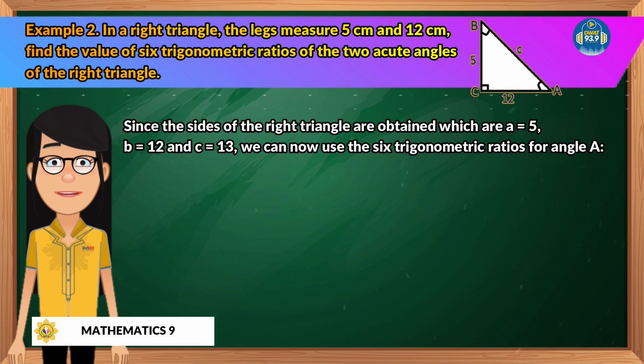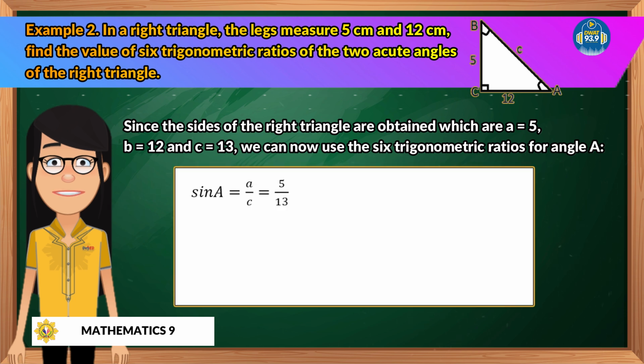we can now use the 6 trigonometric ratios for angle A. Sine A is equal to A over C, or 5 over 13. Its reciprocal, cosecant A, is equal to C over A, or 13 over 5. For cosine A, we have B over C, or 12 over 13. For its reciprocal secant A, we have C over B, or 13 over 12.